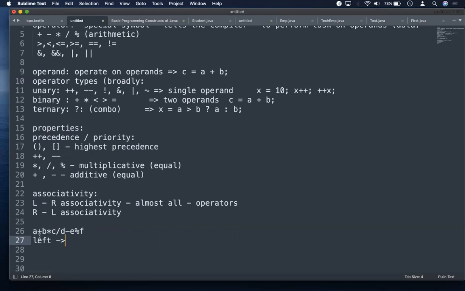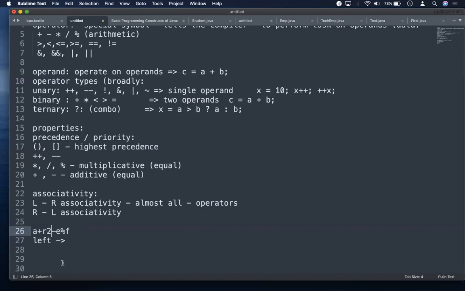When you start from the left, which comes first? Plus will come first, which has less priority. Then star comes, and star has the highest priority, so it will get computed. Now the result is some R1. Next, what should happen? The division operator has come. Division has the highest priority, and of course they are equal, but we have to go from left to right. So R1 by D will be, let's say, R2.